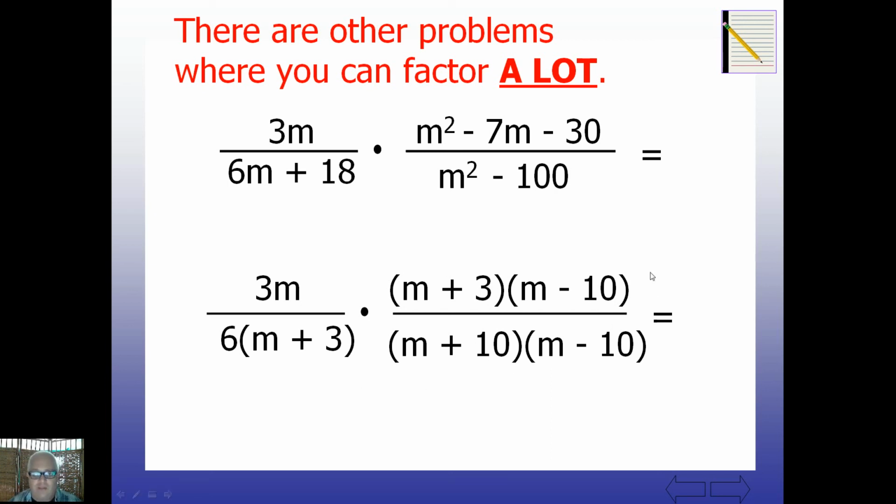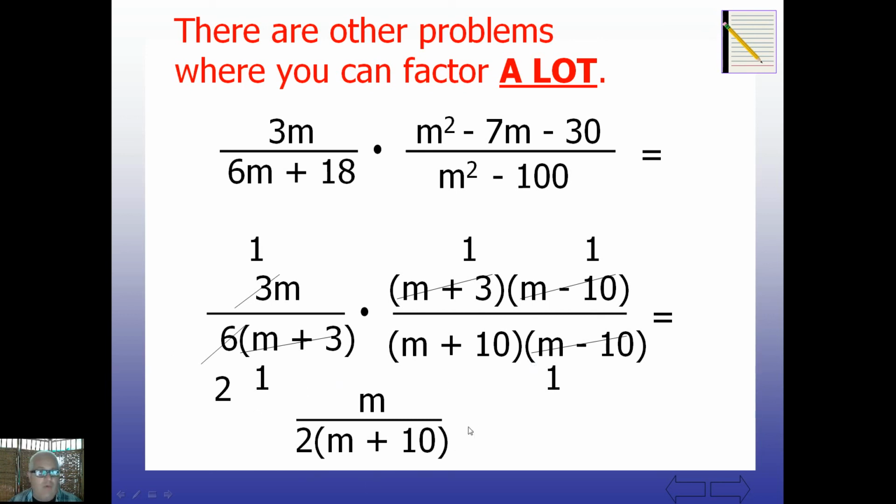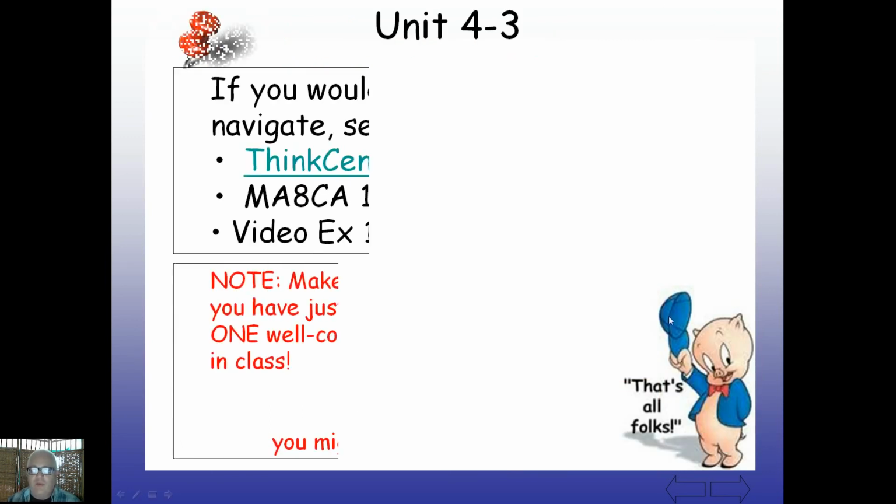And now start canceling. What can we cancel away here? Looks like the 3 and the 6 can reduce. That's good. m plus 3 cancels m plus 3. That's good. m minus 10 over m minus 10. And now what are we left with? Well, it looks like 1 and an m. That's about it for the numerator. What is the denominator? 2. So this is one way to write it down. High school teachers are probably going to want this answer here. What do we do at the bottom? We distribute that 2 through. All right? So we take this really intimidating looking problem, factor it down to small pieces, and then reduce. No big deal. And that's it for Unit 4-3.